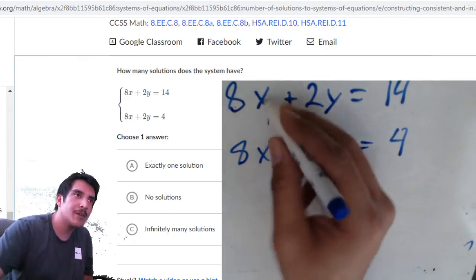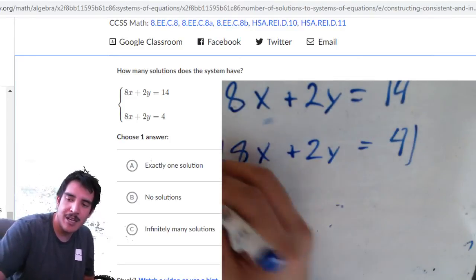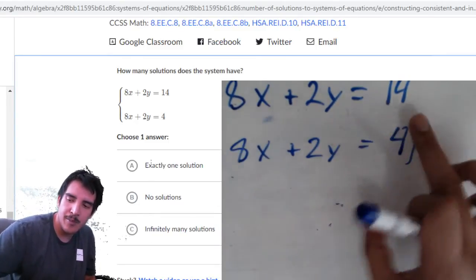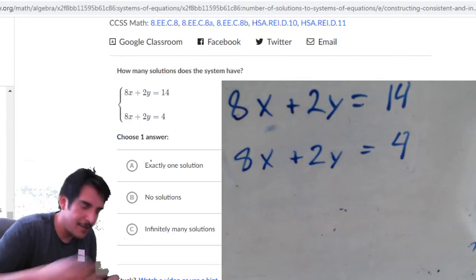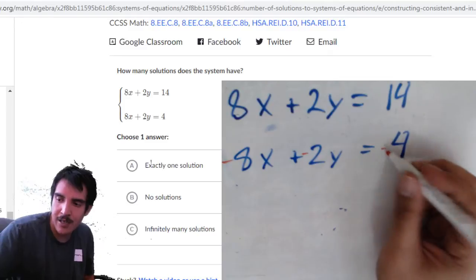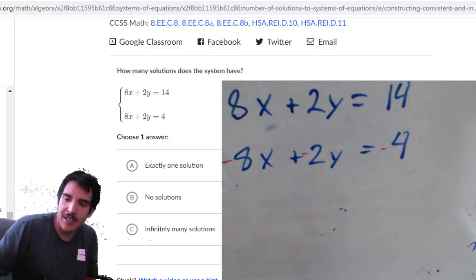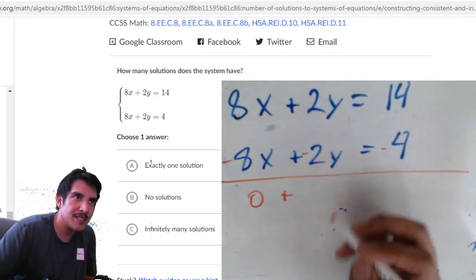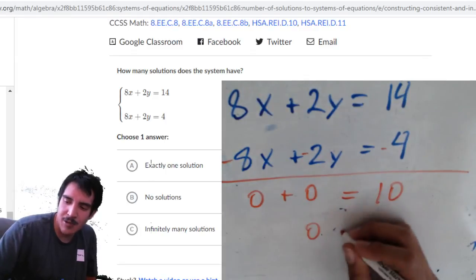Now check this out. We don't have opposites right now. So if I wanted to turn this whole equation opposite of this one, I would multiply by -1. If I multiplied this bottom equation by -1, all that would do is make everything in that equation negative. So it would make -8x, -2y, -4. Okay? Same equation still, but now we have opposites. So let's see what happens now. 8x plus -8x, 0. 2y plus -2y, 0. So we made opposites, and we end up with the math 0 equals 10.